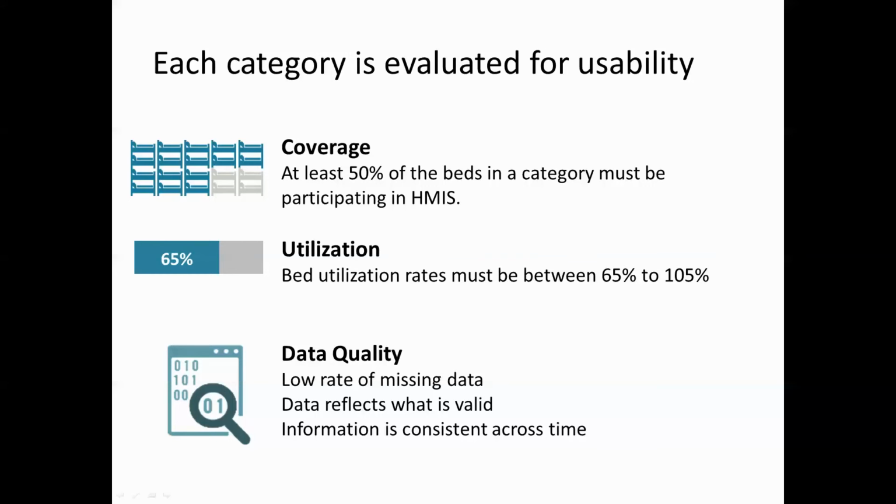Utilization rates must fall between 65 to 105%. We find that programs that report that less than 65% of their beds are being occupied are failing to enter all clients served into HMIS. On the opposite end, we find that programs that report that over 105% of their beds are utilized are failing to exit clients who are no longer receiving services from HMIS.